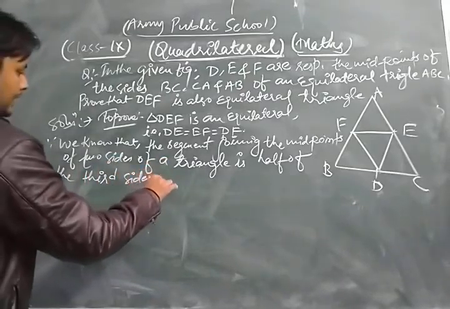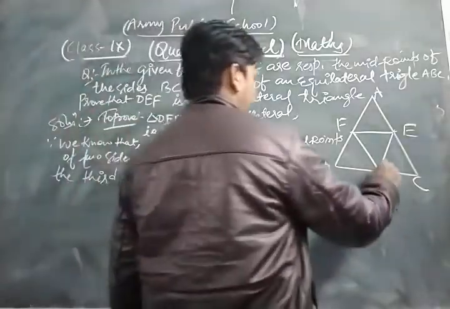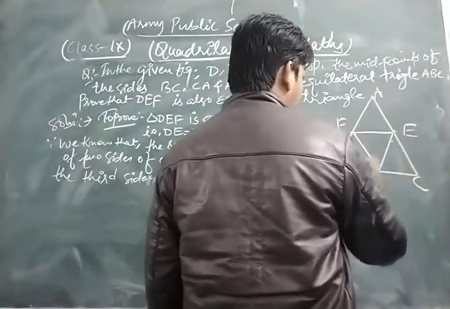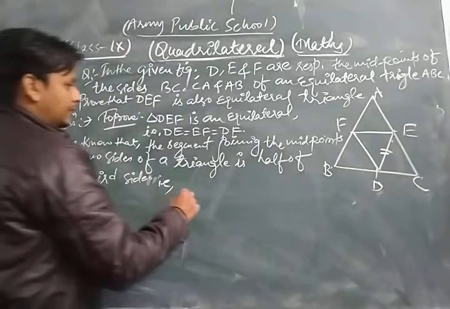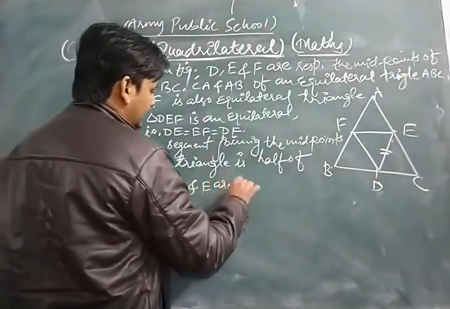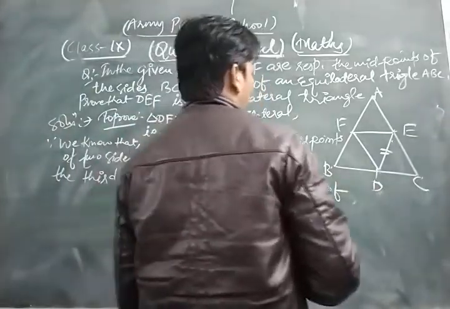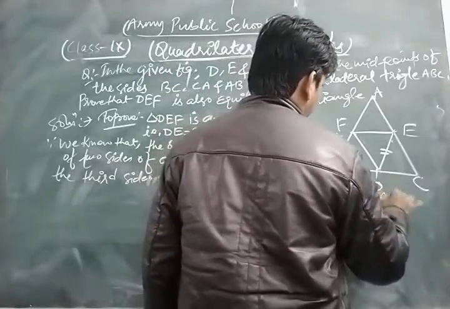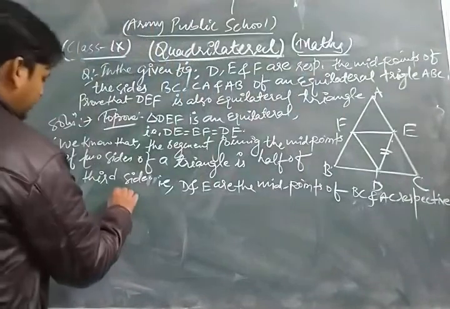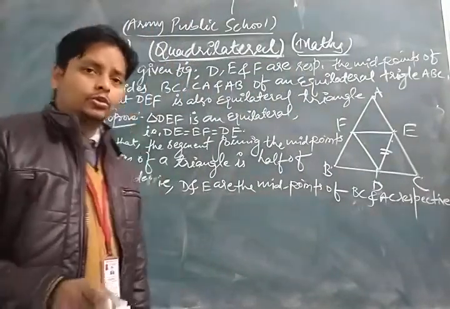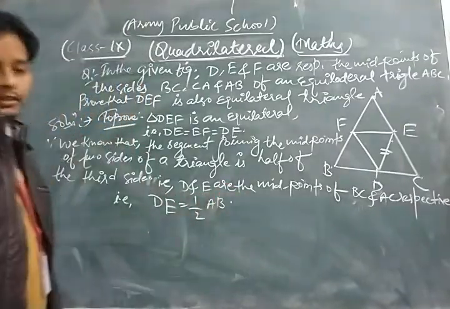Now look, D and E are the midpoints of BC and AC respectively. So the line segment DE is equal to half of the third side AB. DE is half of the third side AB.